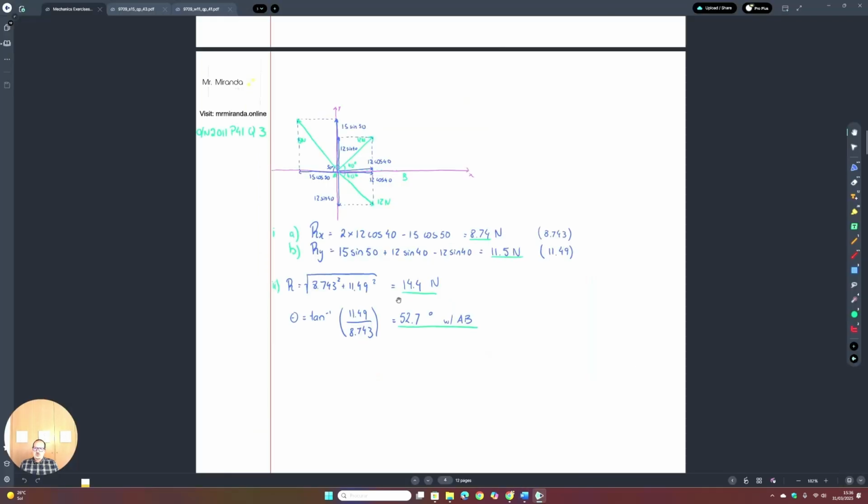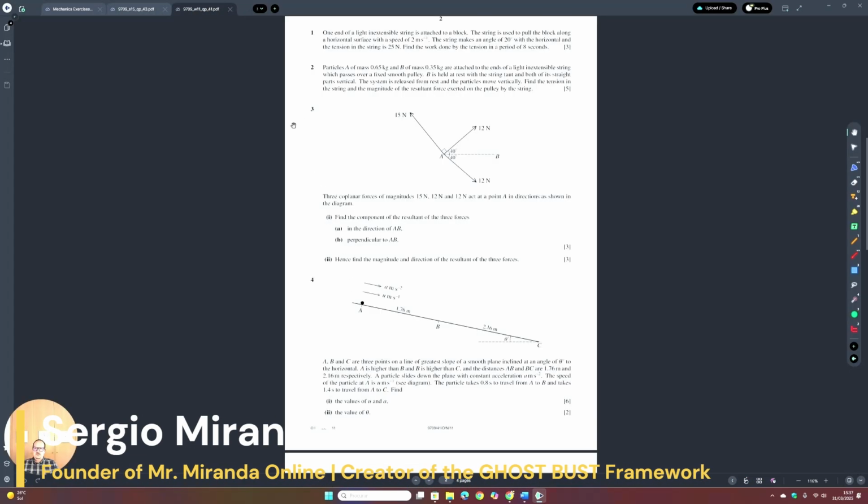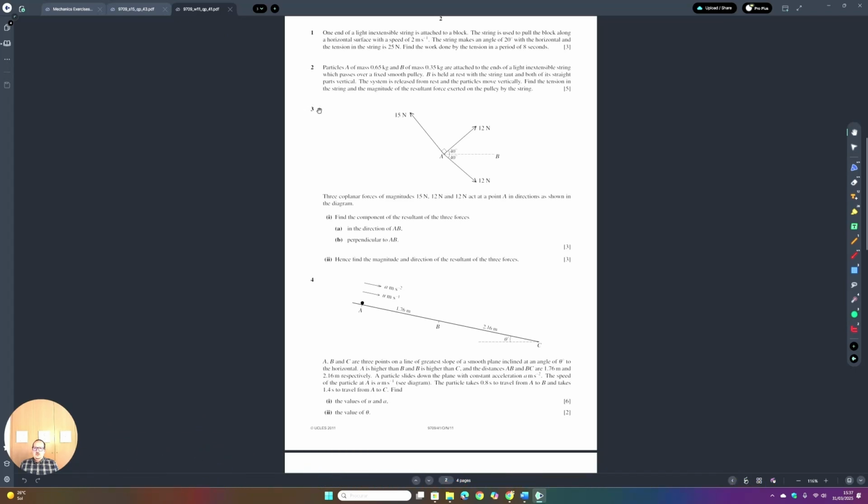In this exam question, we are going to look at question 3 on the winter 2011 question paper 41. And it says this: three coplanar forces of magnitudes 15 Newton, 12 Newton, and 12 Newton again, act at a point A in directions as shown in the diagram. Find a component of the resultant of the three forces in the direction of AB and perpendicular to AB.